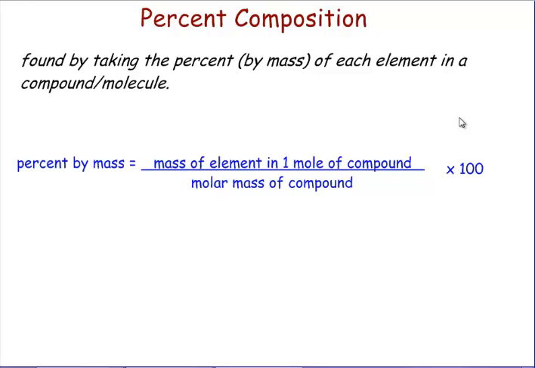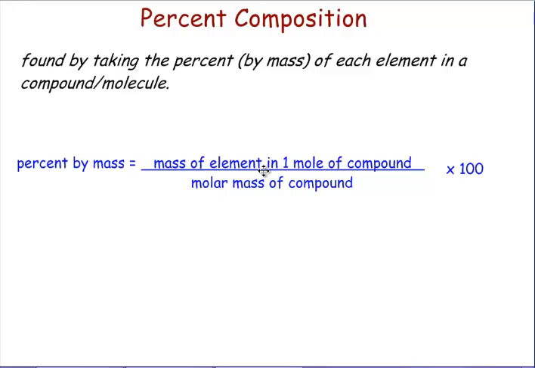So the first formula that we use is percent composition, and this is probably the easiest of the three that I'm going to cover because we use percentages all the time. Percent composition of a substance is found by taking the percent by mass of each element in a compound or molecule. Make sure you copy down this formula.